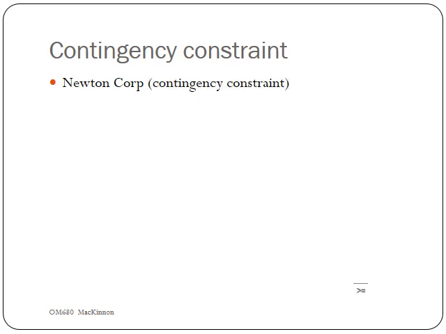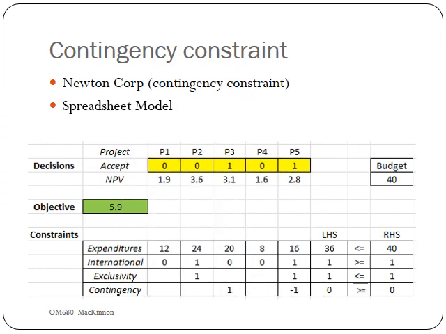So here is our spreadsheet model for the contingency constraint. As you can see at the very bottom, this is the equivalent of our algebraic P3 minus P5 greater than or equal to 0. And as you can see, once more, our objective has gone down. We chose, in this case, both P3 and P5.